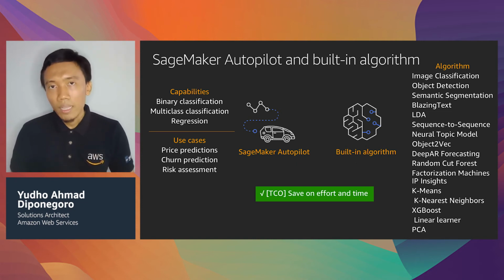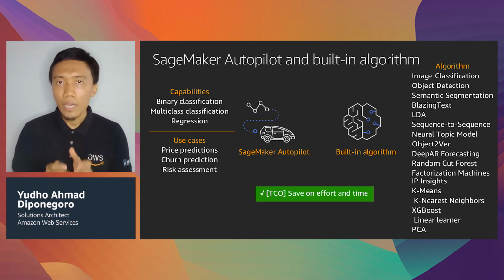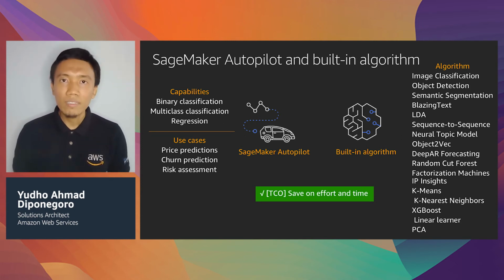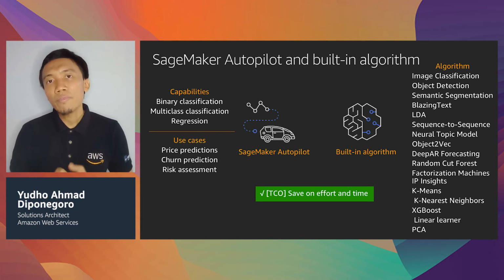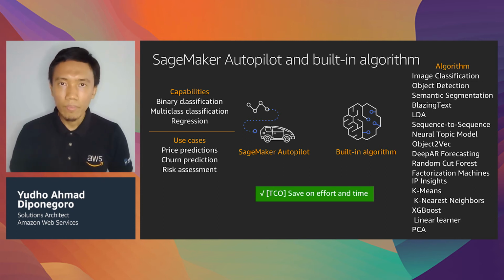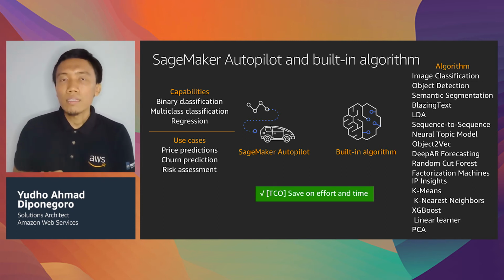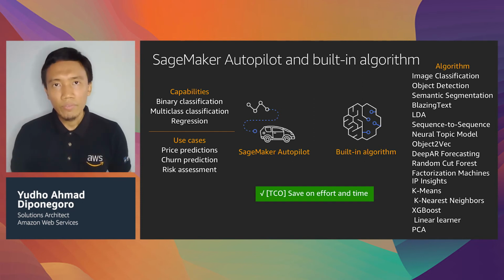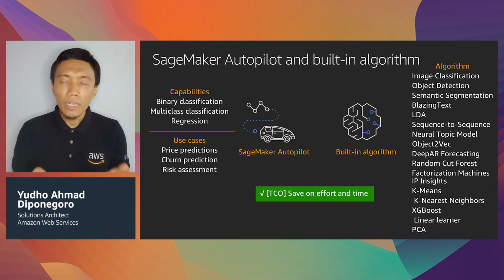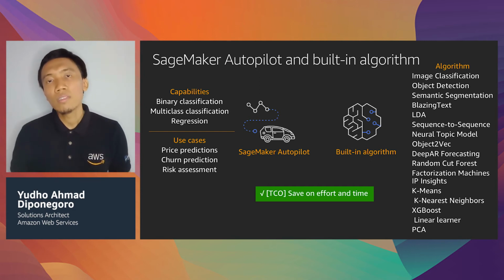SageMaker Autopilot is capable of doing binary and multi-class classification and regression for several use cases, such as risk assessment, price prediction, and churn prediction. For other use cases, such as image classification, object detection, topic modeling, and many others, you can potentially use SageMaker built-in algorithms.